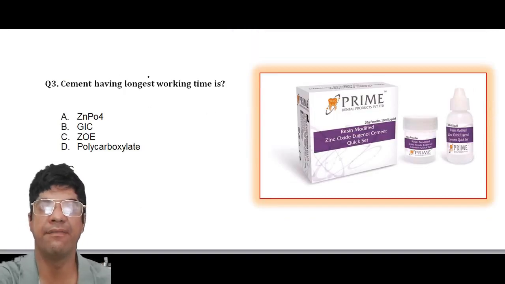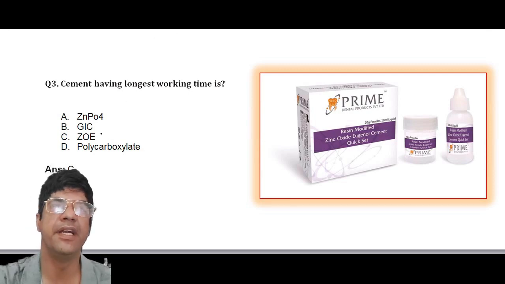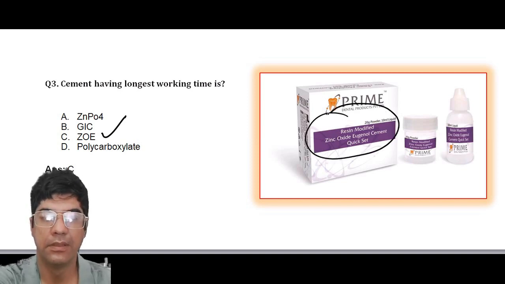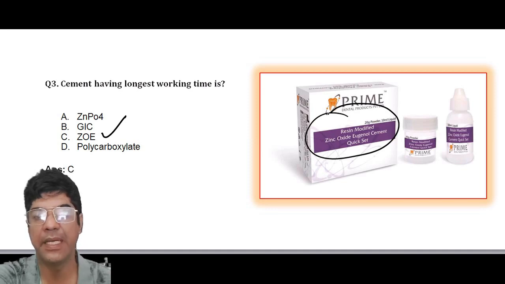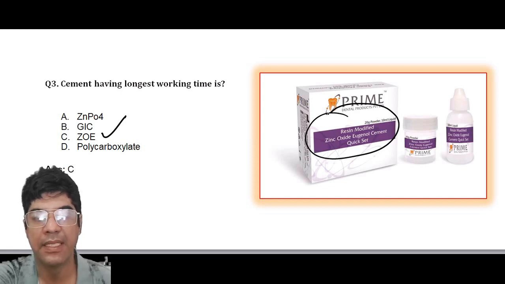The cement that has the longest working time, well, it's the zinc oxide eugenol cement. The zinc phosphate cement typically has a short working time. It sets relatively quickly once mixed, while the zinc oxide eugenol cement has the longest working time. Zinc oxide eugenol cements are known for their extended working time that makes them suitable for situations where a slow and careful placement is required.